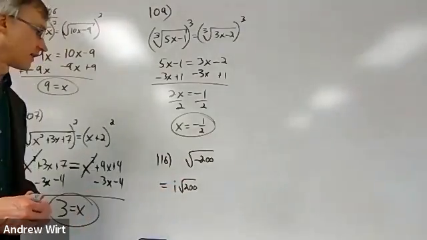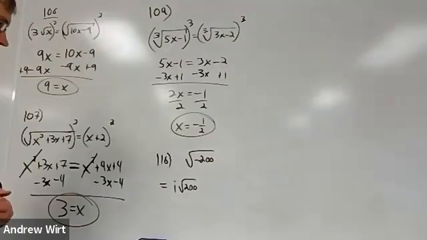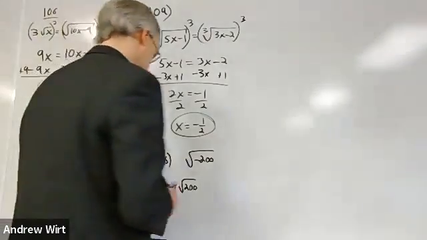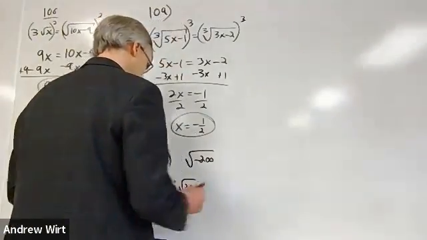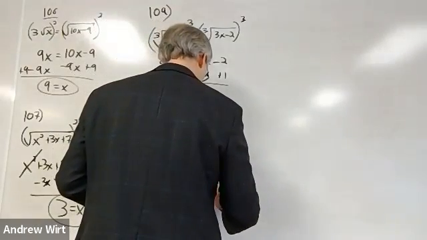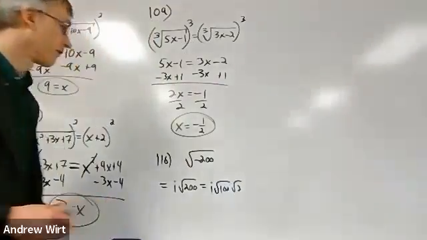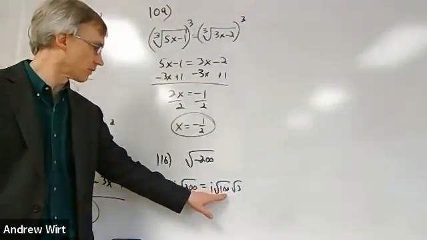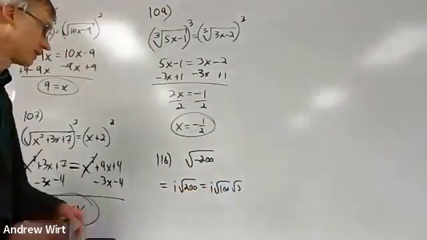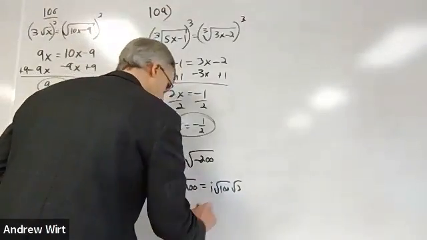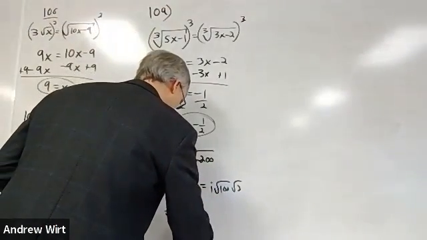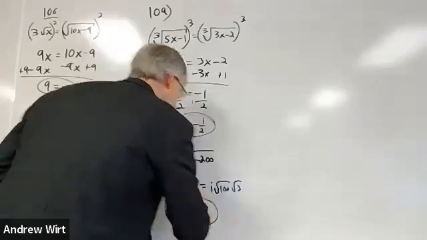Now we just need to simplify it, square root of 200. So split that up into a perfect square. 100 is a perfect square. 100 times 2 is 200, so that works. And square root of 100 is 10, so that's 10i square root of 2.